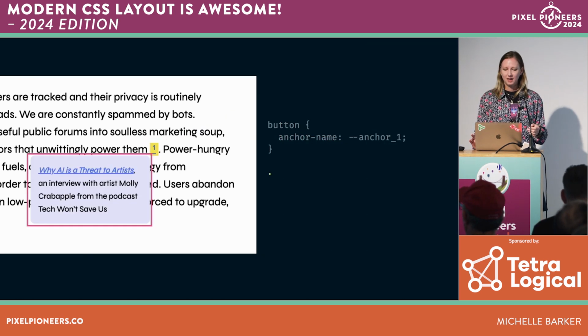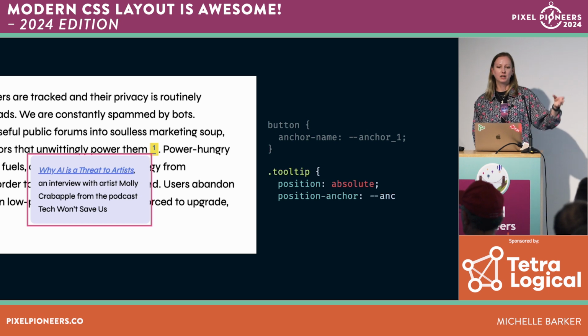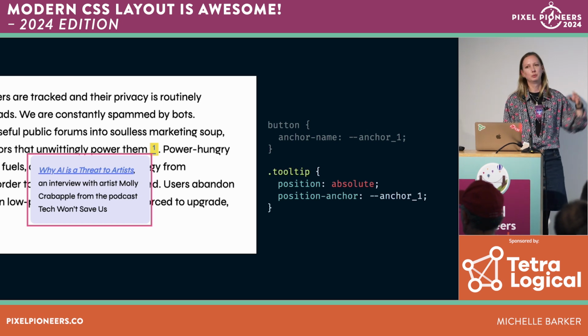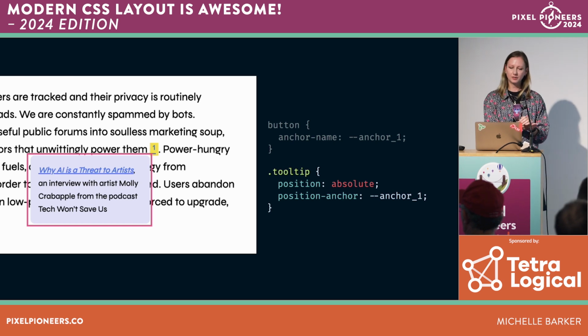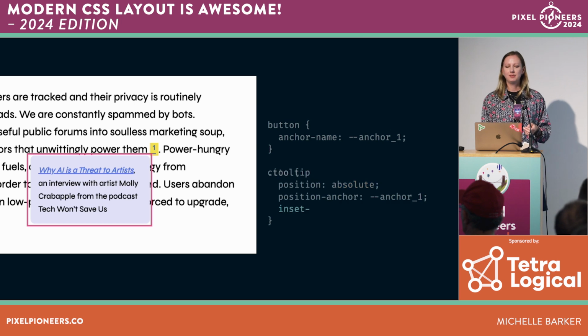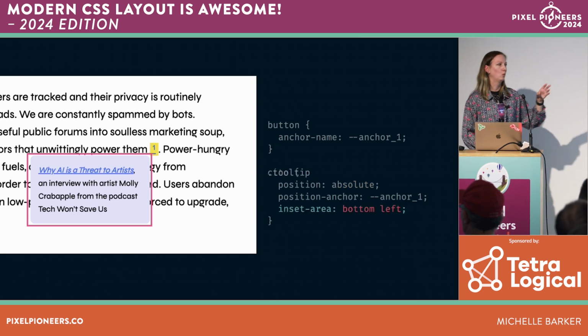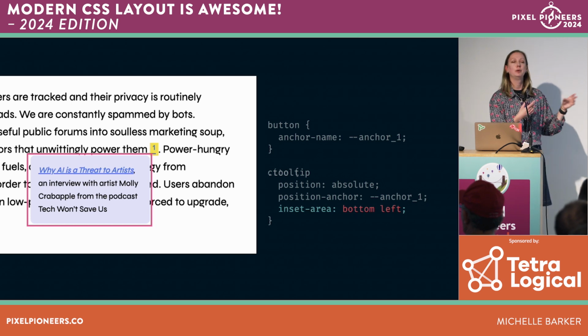And then we can absolute position our tooltip, but we're going to use the position-anchor property to say we want it anchored to this particular anchor that we've defined. So we're referencing the original anchor here. And then we use the inset-area property to say where we want that positioned relative to the anchor. So here we're saying we want it at the bottom left of the anchor.